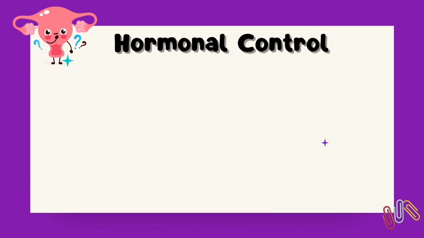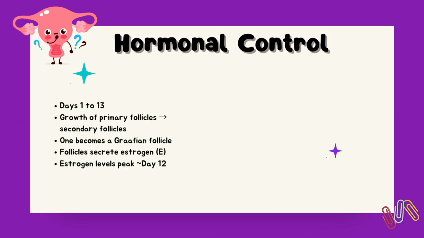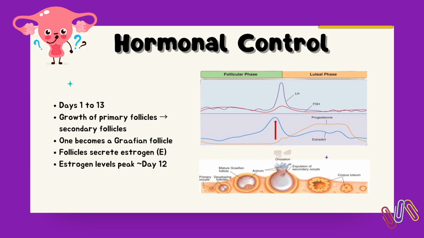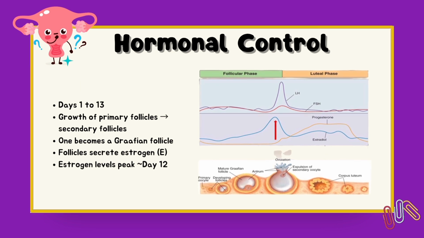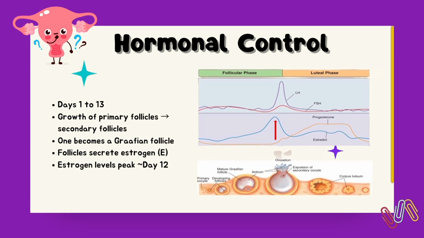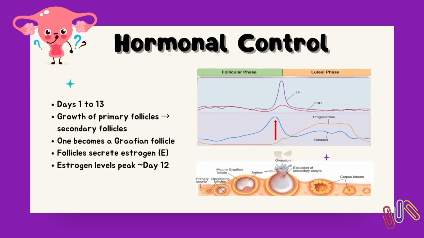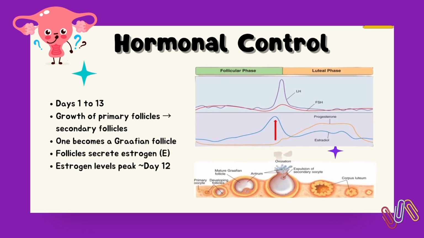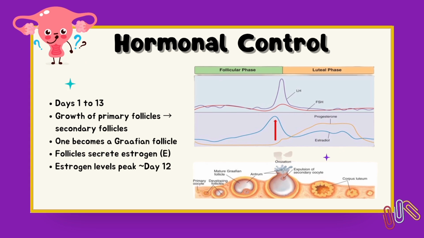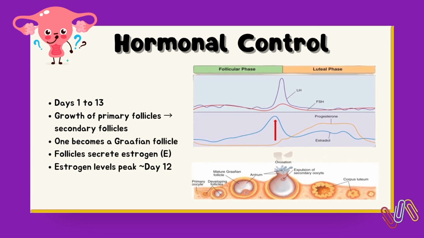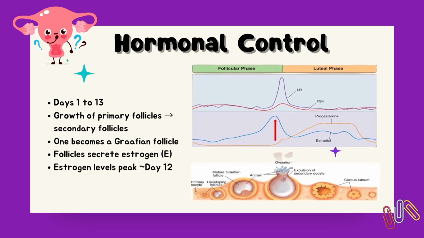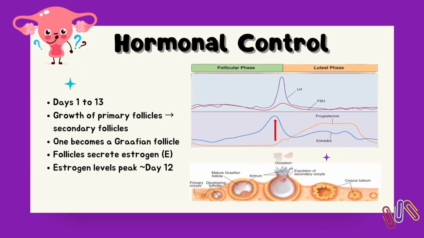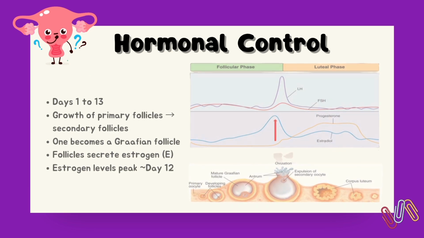The hormonal control of the follicular phase is from day 1 to 13. Primary follicles grow into secondary ones, and one becomes a Graafian follicle. As they grow, they release more estrogen, which peaks around day 12. At mid-cycle, ovulation occurs. The ovary releases an egg. The fallopian tube catches it, and the cervix adapts to help sperm pass through.